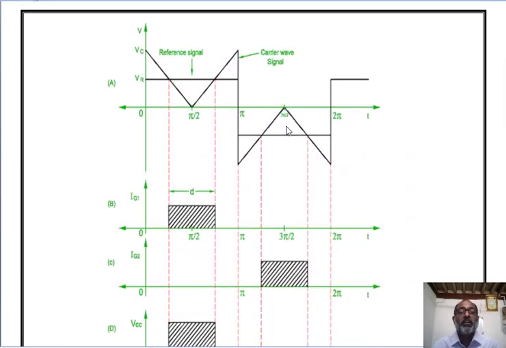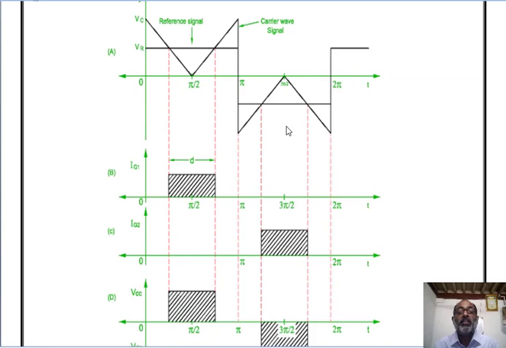Now next, here you can see this is the waveform. In this we are taking one reference signal, which is known as VR, and it has some magnitude. Here you can see we are taking the amplitude reference signal VR, and we are taking another signal which is called the carrier wave signal, which is in the shape of a triangular wave.